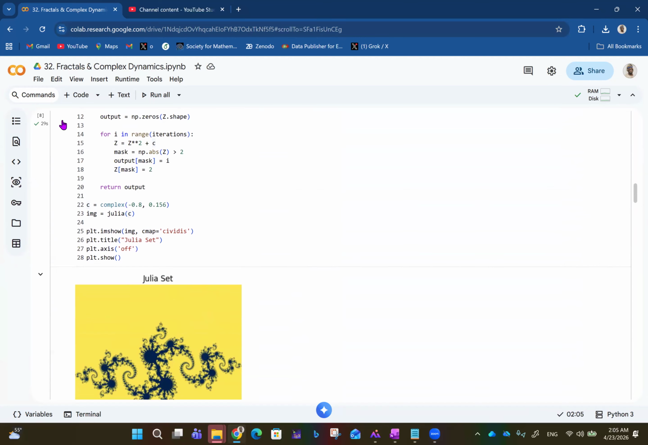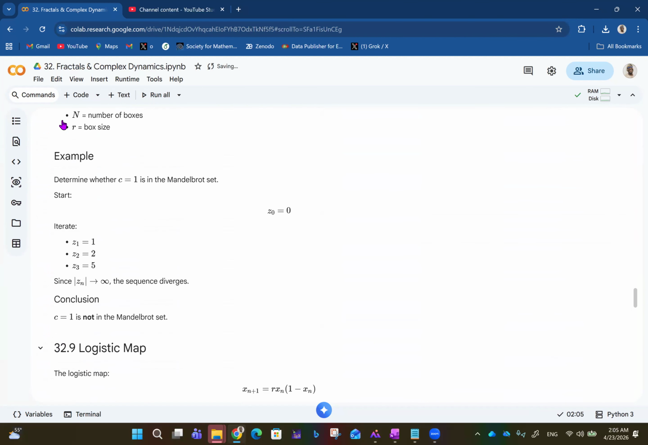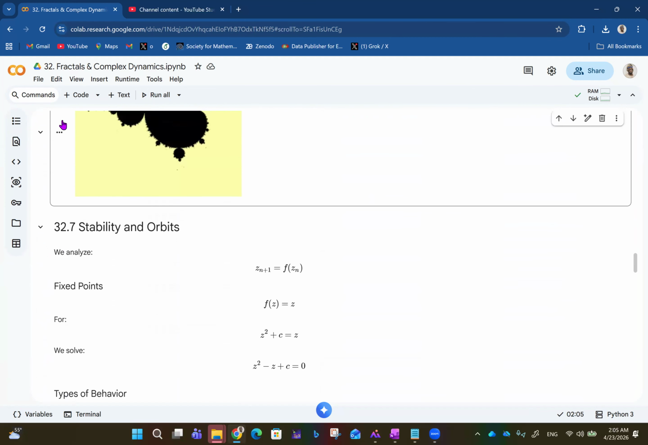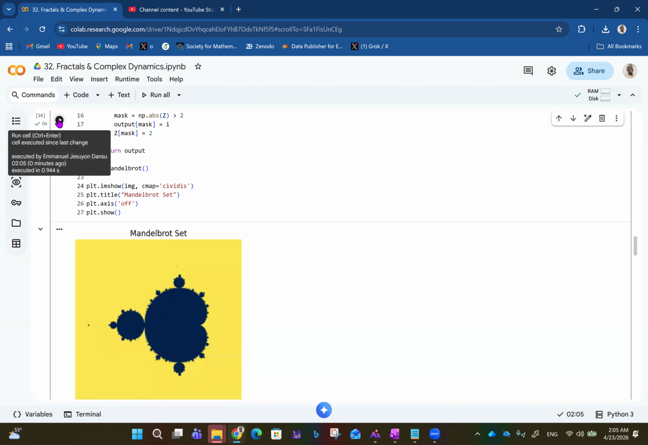So here, okay, I stopped with CVDs. Let me come back to CVDs and see what that looks like. So let me stop with CVDs so I can save that. CVDs. So there are so many more color maps you can try out for sure.